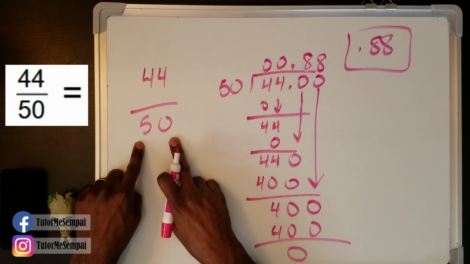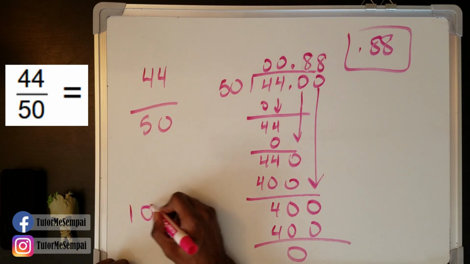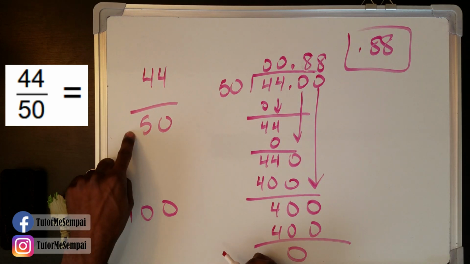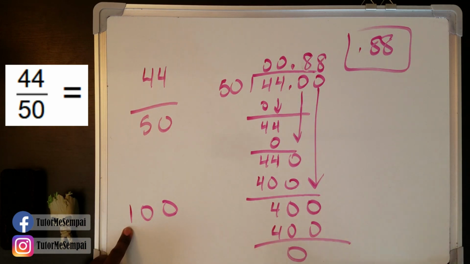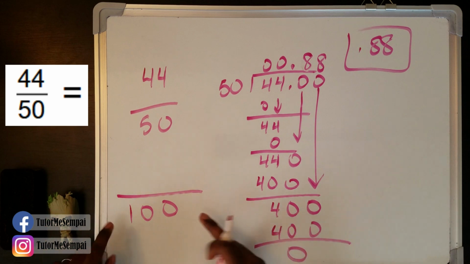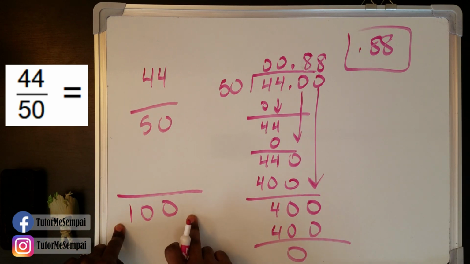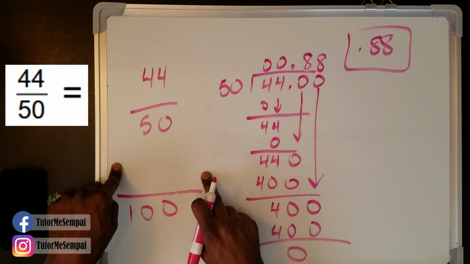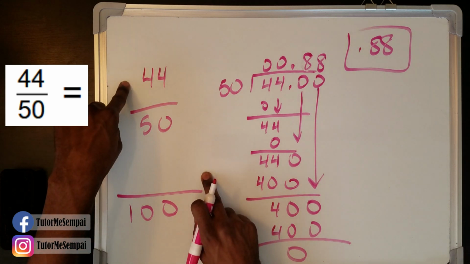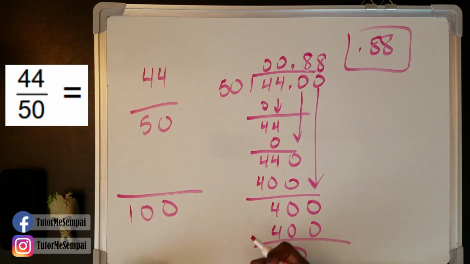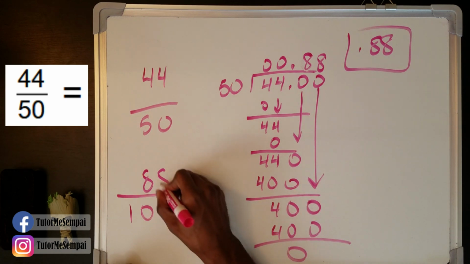50 can easily go into 100, right? What do you have to do in order to make 50 go to 100? You have to multiply by 2. So what happens when you multiply the bottom by 2 within a fraction? Well, to keep things consistent, you have to multiply the top by 2 as well. So what happens when you do 44 times 2? Well, 44 times 2 is going to be 88.